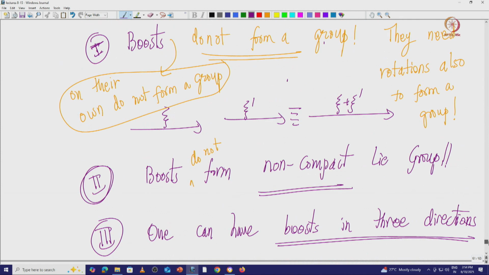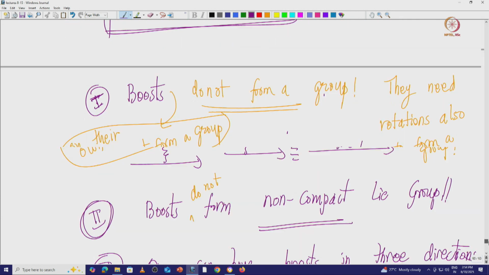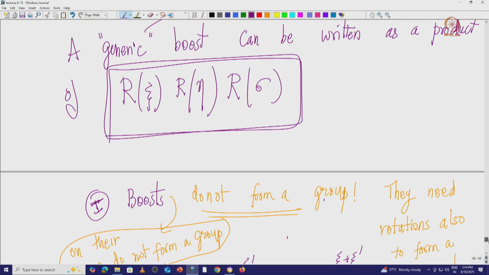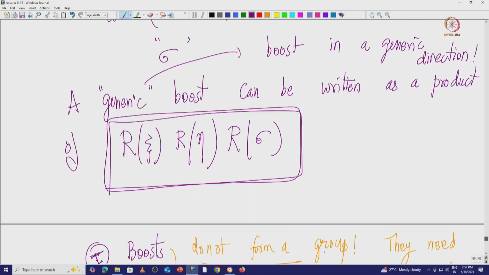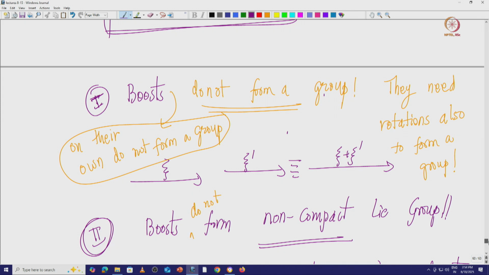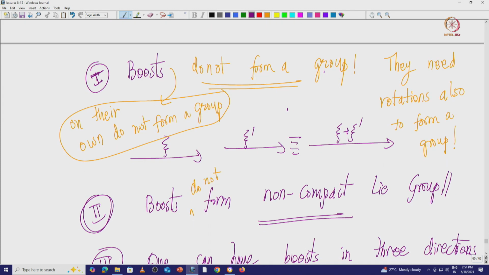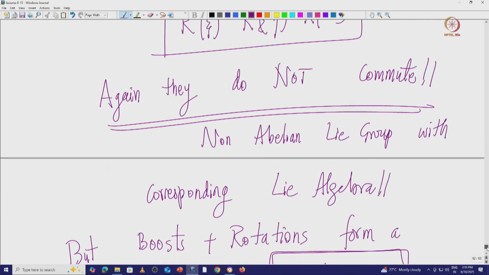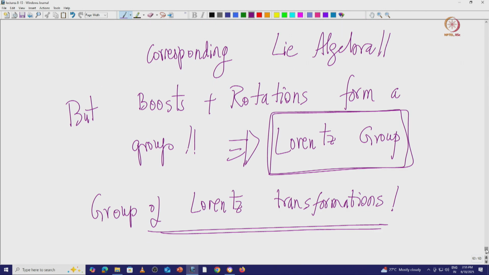So when I mentioned last time about the boost, there was a slight point that I didn't mention together with the rotations. It might have appeared that boosts on their own form a group, but what I meant was that boosts along with rotations form a group. That's the important point. Along with rotations they form a group, and it's a non-compact group.